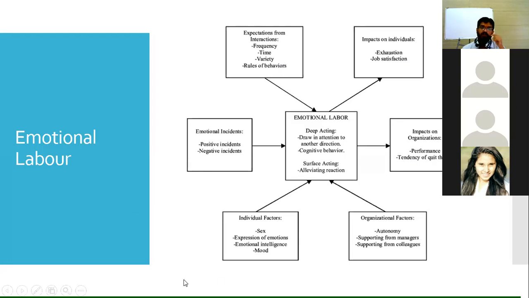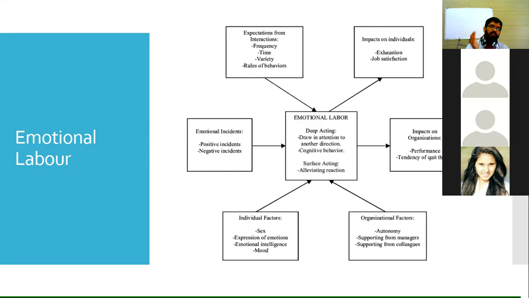Because of the emotions, again, there are organizational factors like autonomy. Do we have the autonomy to take decisions on the spot? Or support from the managers and support from the colleagues. These are organizational factors which will impact my emotions. Then individual factors like my gender, my expression of emotions, emotional intelligence or mood also determine how emotionally strong or stable I am. Then incidents also sometimes impact my emotions, like positive incidents. While coming to the college, let's say there are lots of positive things that happened at home or on the way. So my mood would be very positive, and I'll provide similar services.